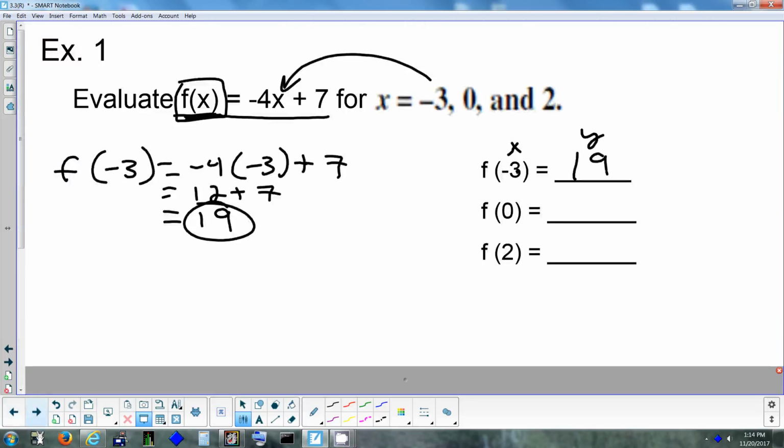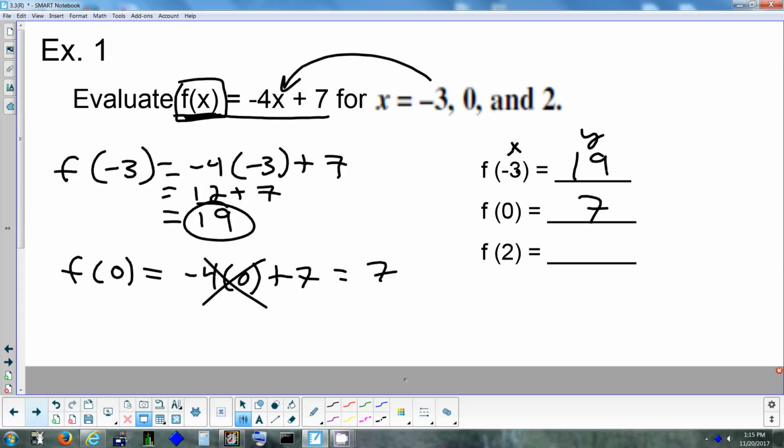Right, let's do 0. Somebody give me the equation I would set up to find f of 0. Yep, go ahead, Sydney. Negative 4 and then parentheses 0. Perfect. Negative 4 times 0, that's just 0. So what's the value of the function when x is 0? 0 plus 7, so it'd be 7.